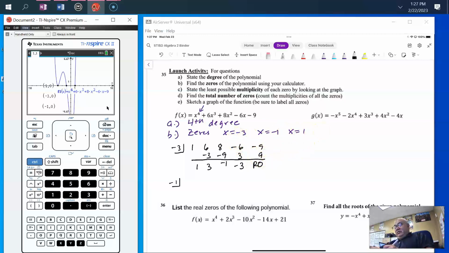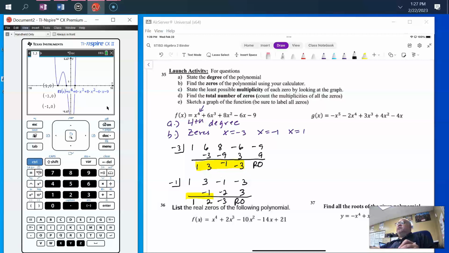So I have 1, 3, -1. I'm going to use this quotient. Since I already found 1 zero, I need to find the remaining 3. So I'm going to try -1. Bring down the 1. -1 times 1 is -1. 3 minus 1 is 2. -1 times 2 is -2. -1 plus -2 is -3. -1 times -3 is 3, so that's 0.